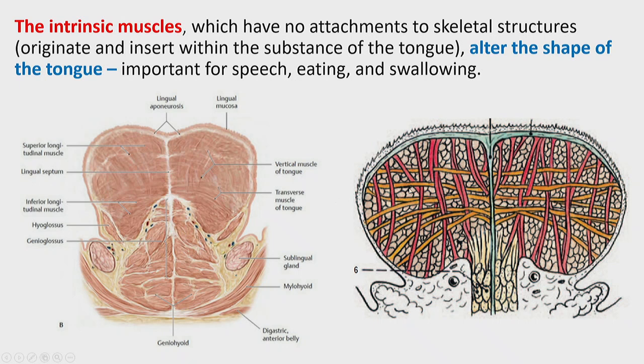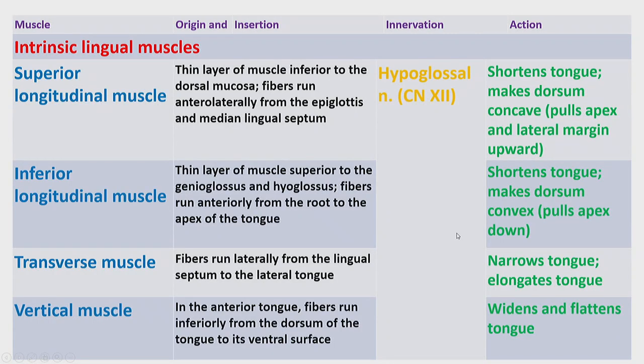So according to the direction of the fiber, we have the longitudinal superior, longitudinal inferior, the transverse, which, you see, doesn't usually penetrate the septum, maybe some small fibers, but they are separated from each other, and the vertical one. And here you have the table for the details.